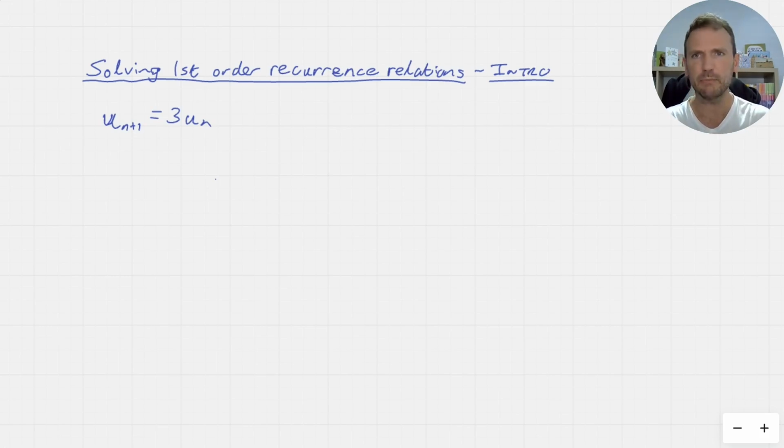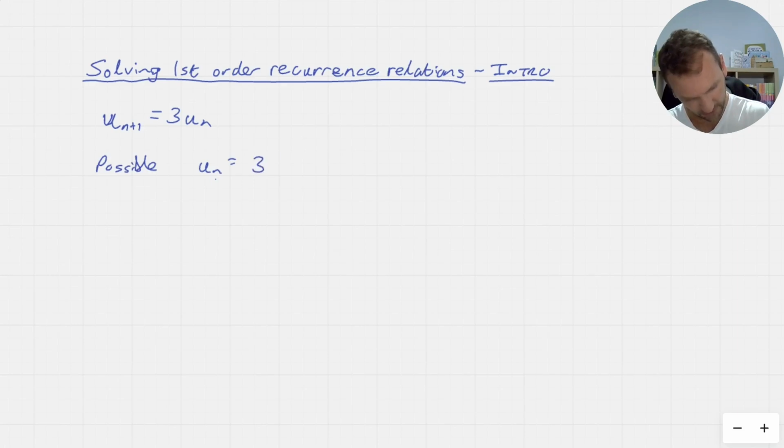So can we come up with any ordinal definitions, any position to term definitions that would satisfy this recurrence relation? Well, a simple one would be, so one possible would be if we had u_n was just equal to 3 to the power n. Hopefully you can see that would satisfy it. If the nth term is just 3 to the power n, then definitely we're multiplying by 3 each time and that would satisfy it. But it's not the only thing that could work.